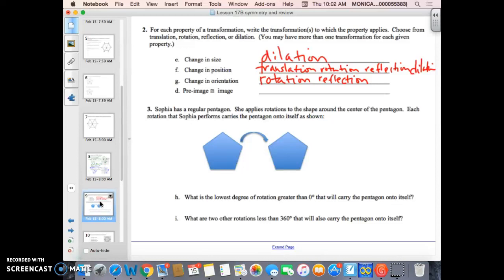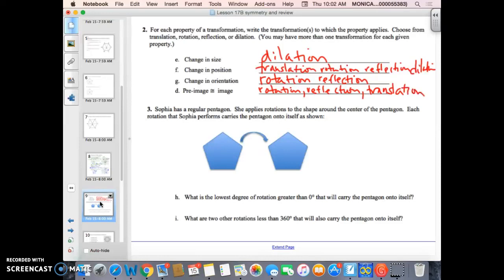And then the only one that is not equivalent or congruent in size, the pre-image and the image, would be a dilation, so it's all the other ones. So rotations are congruent, reflection, and translation.